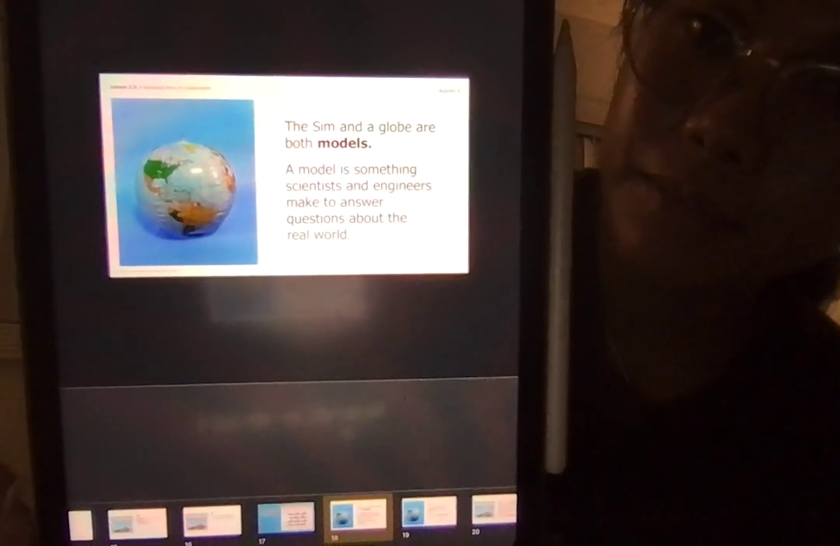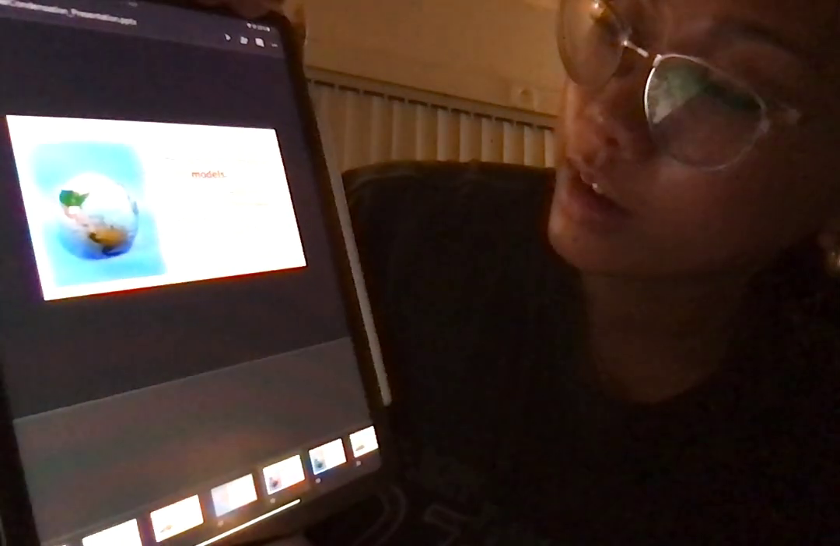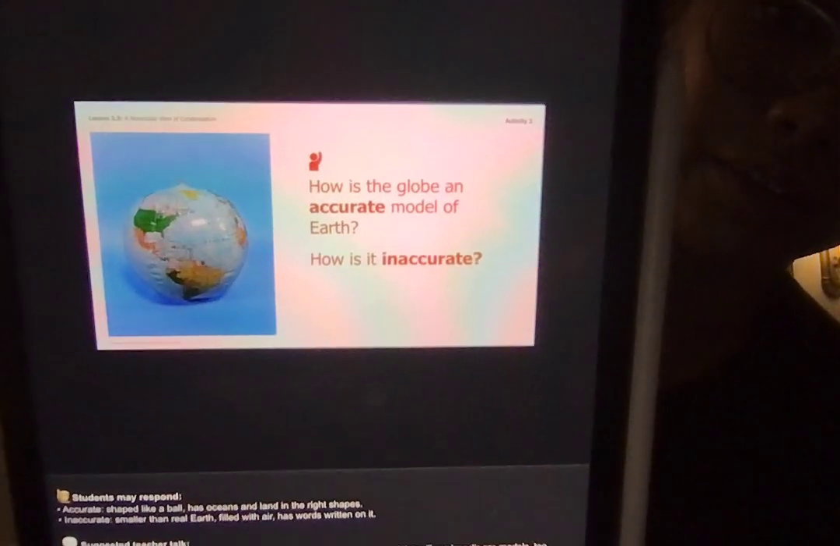Okay, moving on. All right. The sim and a globe are both models. A model is something scientists and engineers make to answer questions about the real world. How is a globe an accurate model of the Earth? How is it inaccurate?